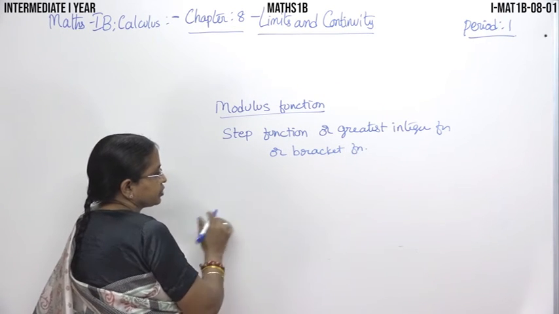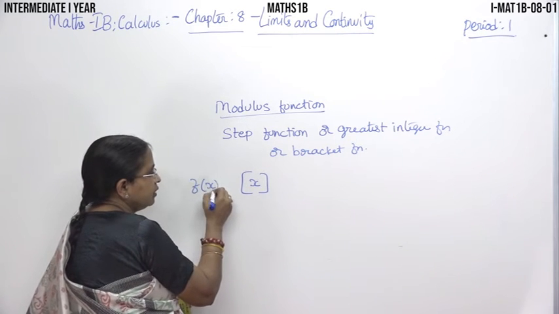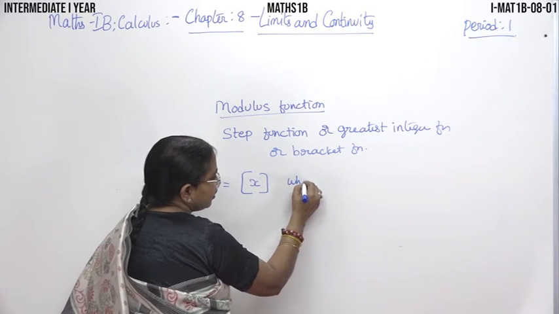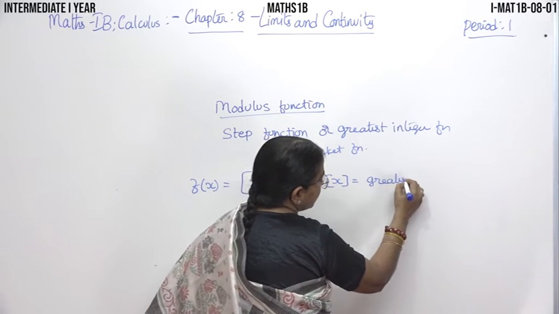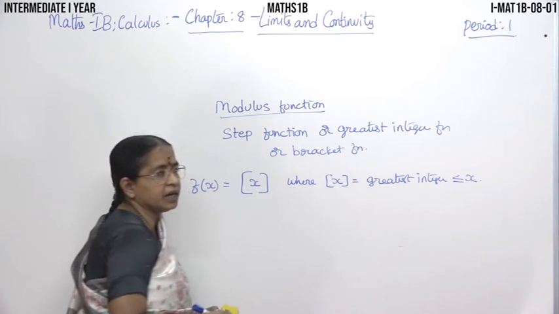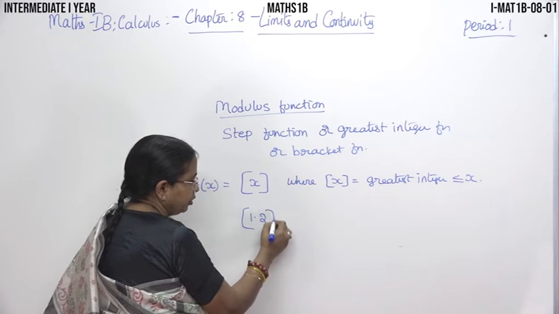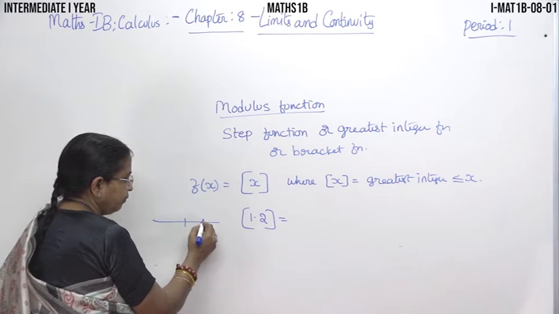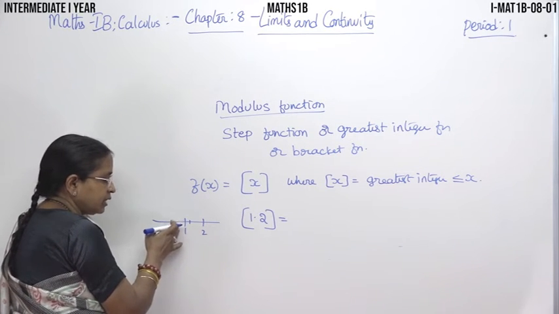So what is this step function? We write like this, step x. So this is f of x is equal to step x bracket x, where bracket x is equal to the greatest integer less than or equal to x. So what does it mean? Greatest integer less than or equal to x. Now suppose that I have 1.2. Then what is the greatest integer less than 1.2? When you take the real number line, 1.2 will be somewhere here. So greatest integer less than this number is 1.